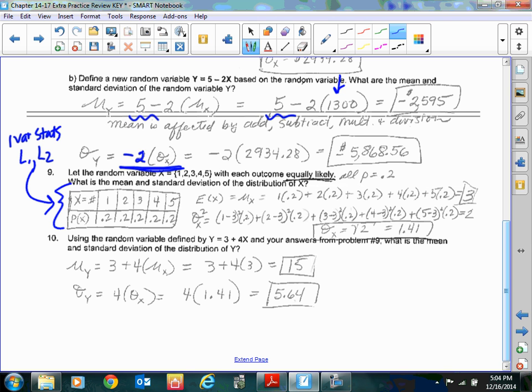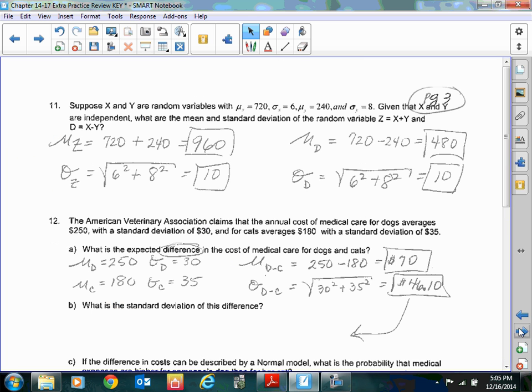And 10 is just like 8b in that it's asking you to take your mean from number 9 and your standard deviation from number 9 and put it through this transformation right here. And when you put it through that transformation, the mean is affected by addition and multiplication, but the standard deviation is only affected by the multiplication part. All right, I think we're almost done here.